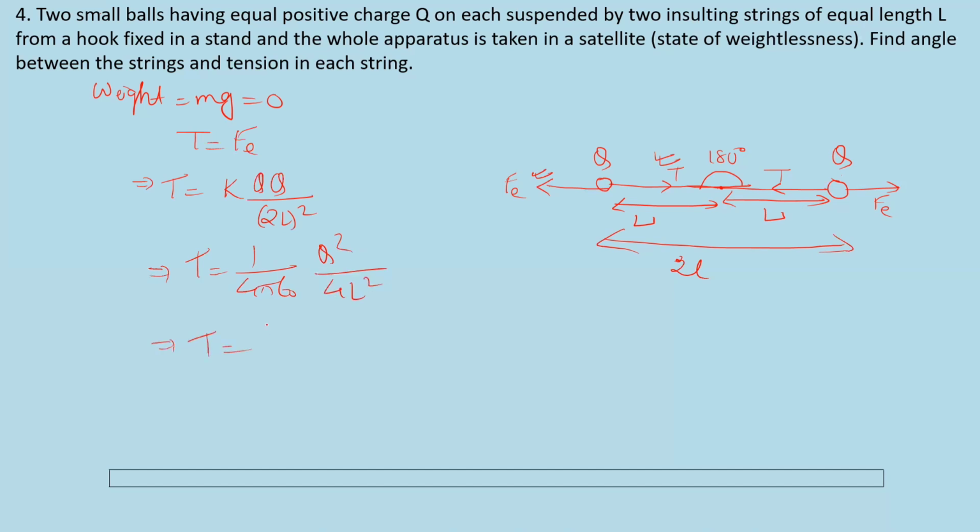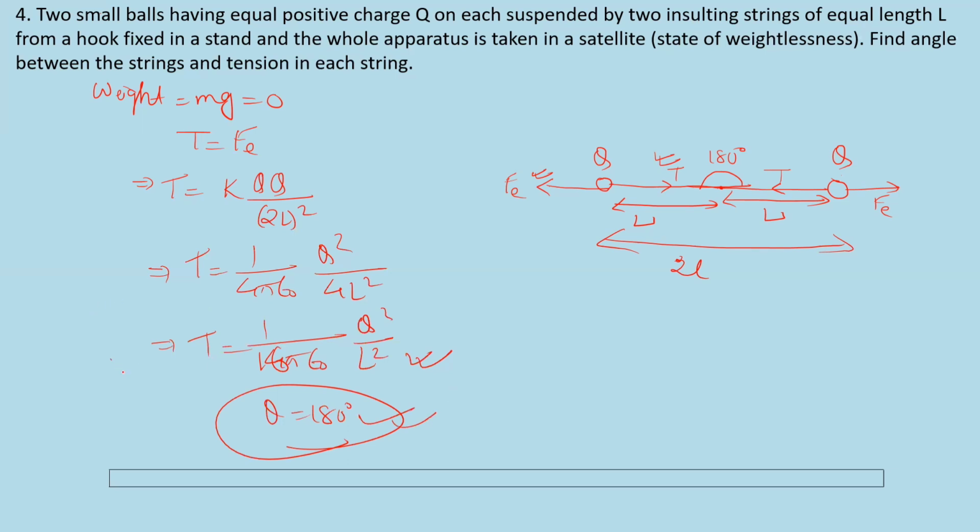And further you can write T is equal to 1 by 4 pi epsilon naught Q square. This will become 16, right? And L square. This is what it is. So theta you have directly calculated as 180 degrees. So you were asked to calculate the angle between the strings. So the angle between the strings was 180 degrees.